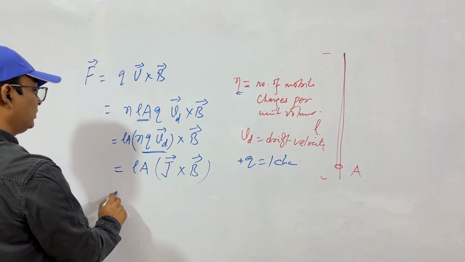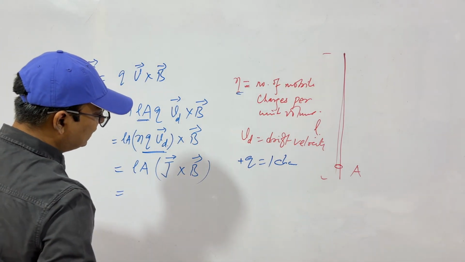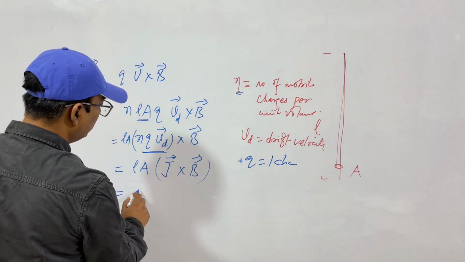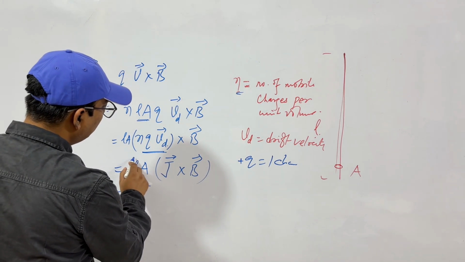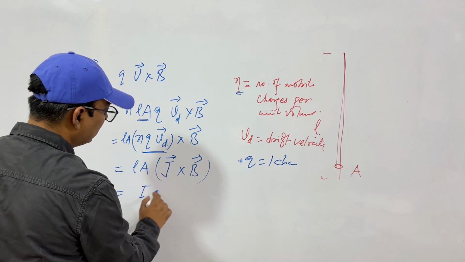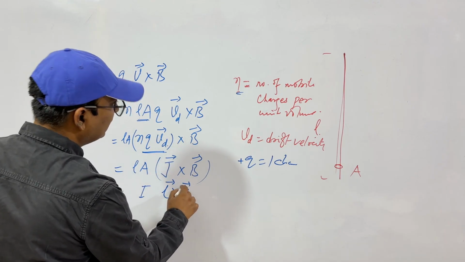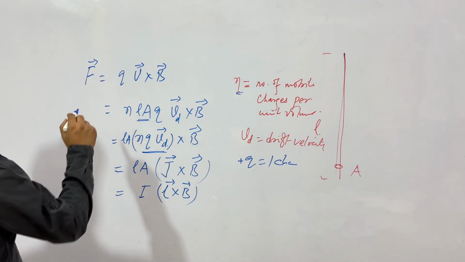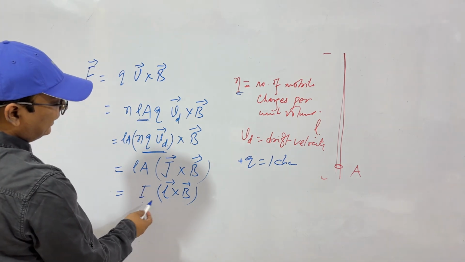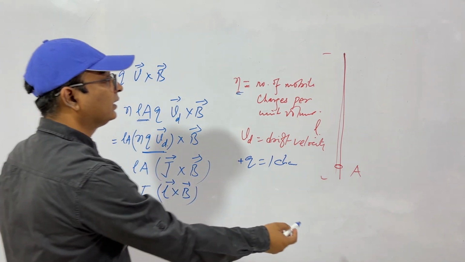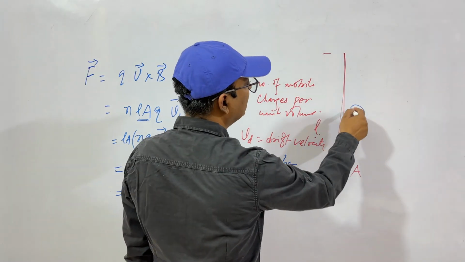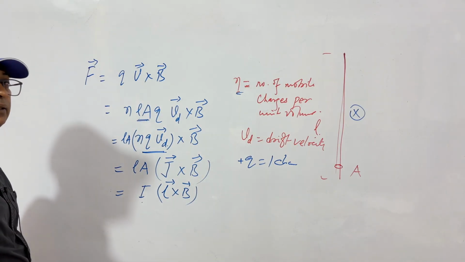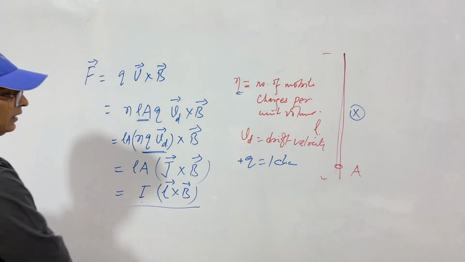Now if you multiply A into J, current density into A, what do you get? You get current. So J into A will be I, and this vector will transfer to this part and you will get L cross B. L is the direction of the length. So this is a very important relation. This is the force due to a current carrying conductor. That is, if a current carrying conductor is placed in a magnetic field B, what will be the force experienced by this conductor? This is I L cross B.